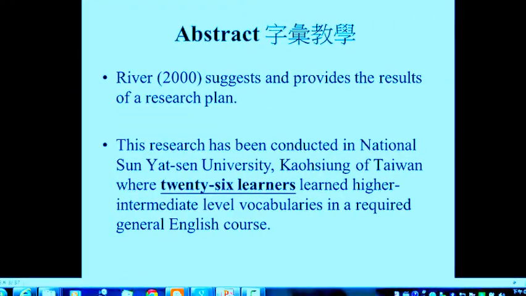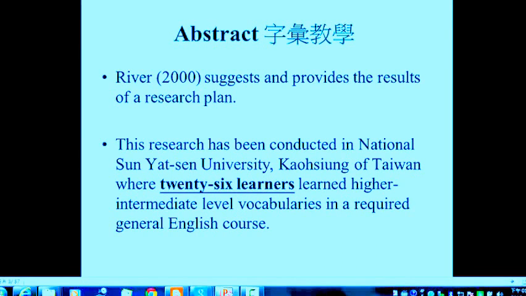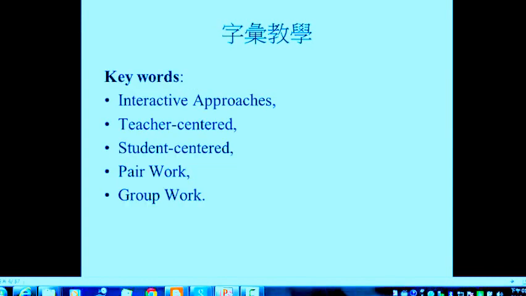River in 2009 suggests that we should provide the effective interactive approach to teach our students. This research has been conducted in National Sun Yat-sen University. There are 26 learners learning higher intermediate level vocabularies in a required general English course. The keywords of the study are interactive approaches, teacher-centered, student-centered, pair work, and group work.